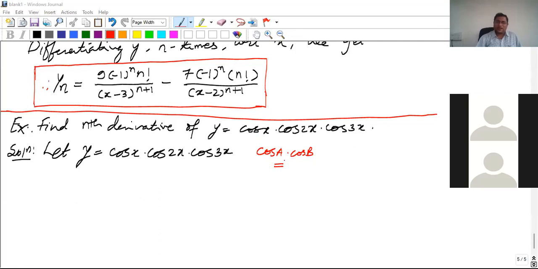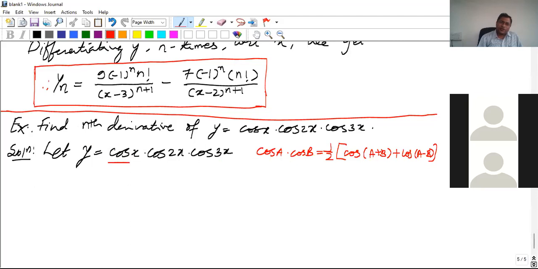so cos A cos B. Sir, we can write cos x into cos 3x as cos 4x plus cos 2x divided by 2. Just wait. So we have the formula again. This is equal to half of cos of A plus B plus cos of A minus B. Is that okay? Yes, sir. Yes. Okay.